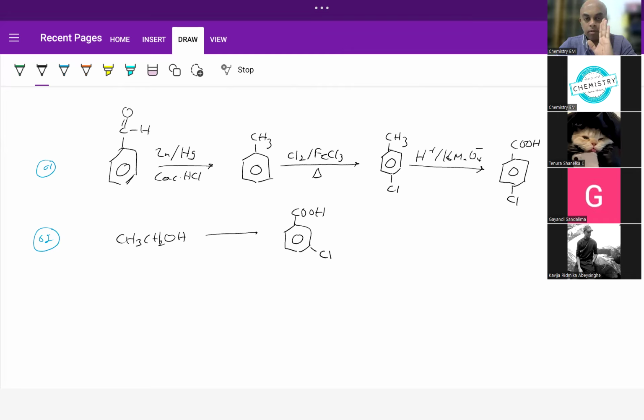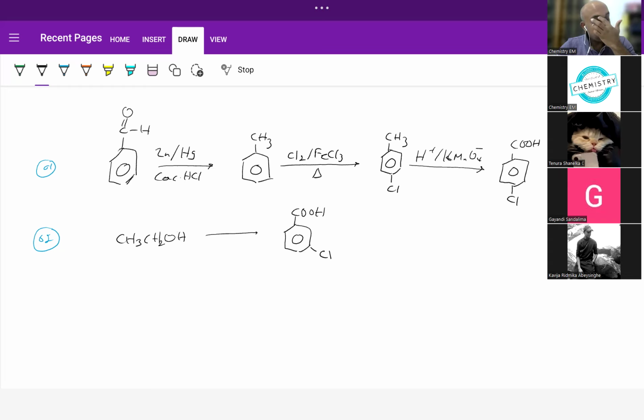Now we are starting with 2 carbon atoms, and there is a benzene ring, and in the benzene ring it is attached to a group which has 1 carbon atom. Pretty interesting. And there is a chlorine group in the meta position compared to the COOH group. I'm talking about the end result, right? So the benzene ring should also be there.